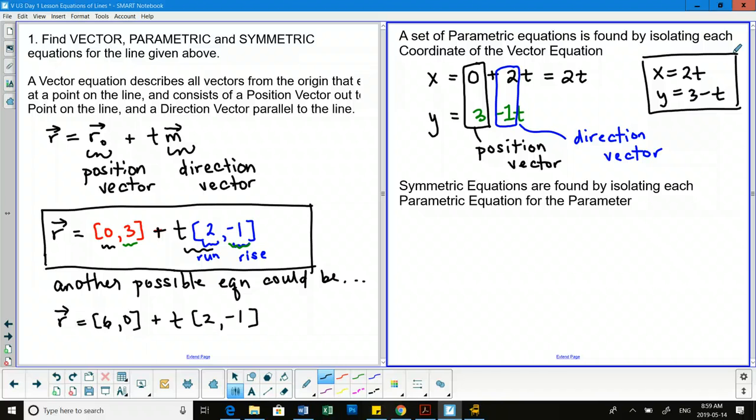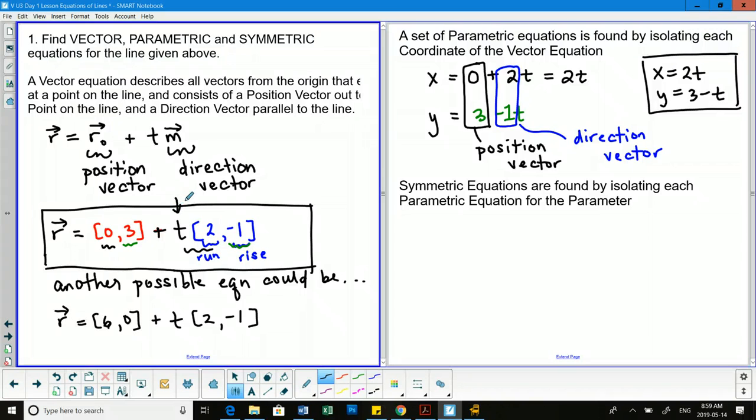Okay, and then the last one, the symmetric equations, can actually be found from the parametric equations. So it's kind of like a substitution thing here. We know that the t parameter is actually the same in both cases because it's obviously coming from the same vector equation. So what we do is we take our parametric equations and we isolate for t, and we kind of set them equal to one another.